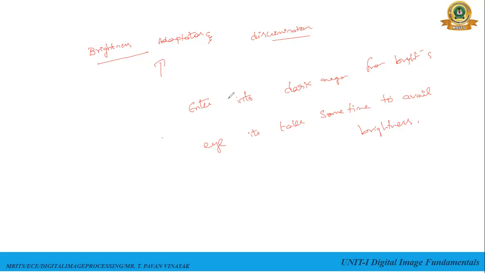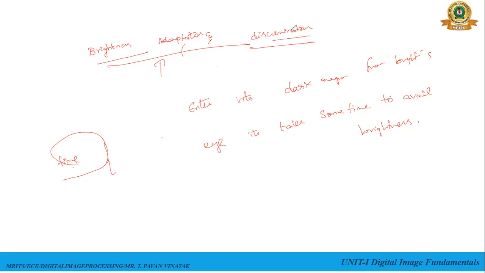Okay. It means to adapt to the brightness, it takes some time. This process is called brightness adaptation. Then discrimination means the ability of the human visual system to adapt to the brightness. There is some time, right? Some time to adapt to the brightness. This time is referred to as discrimination.